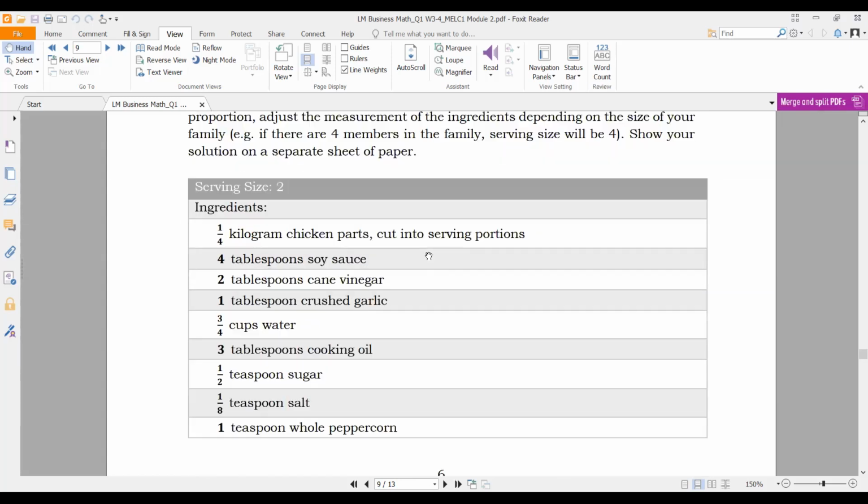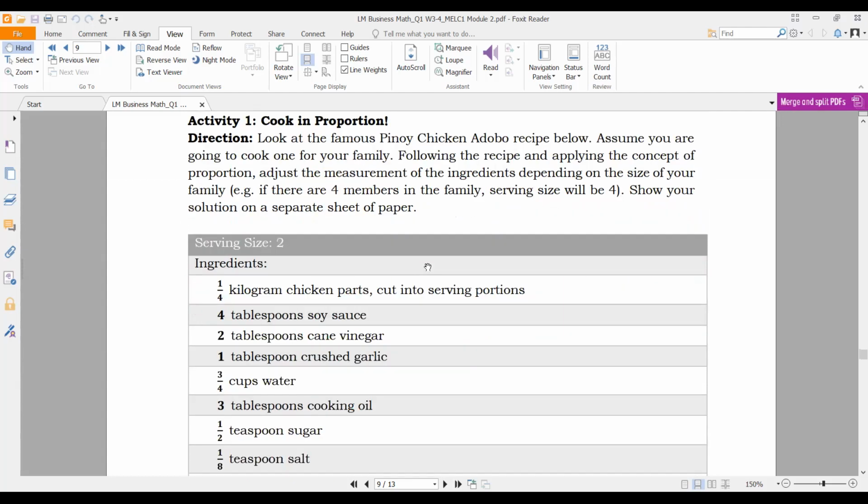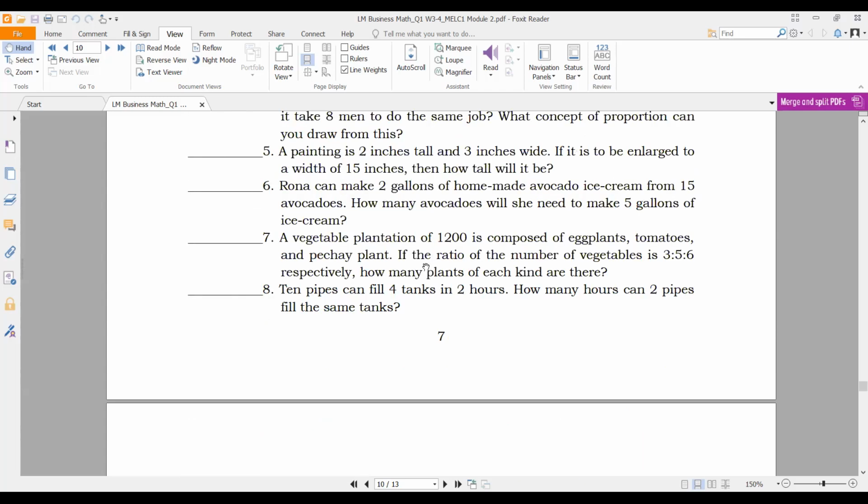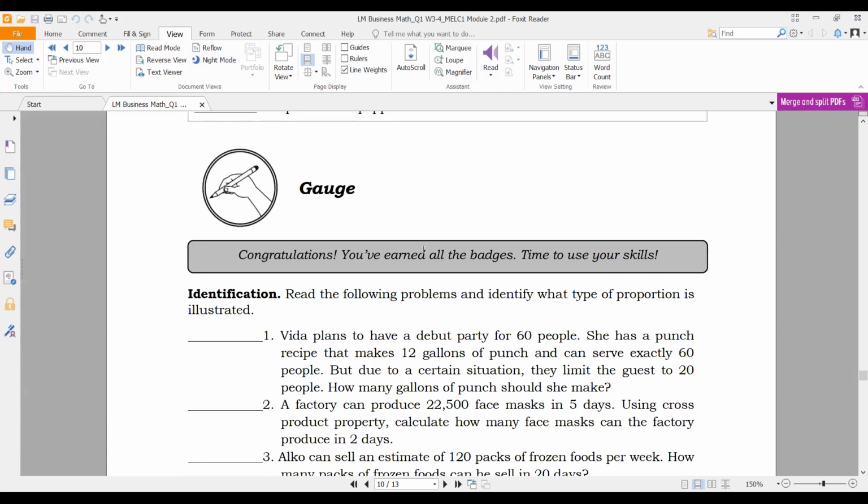Okay po? So that is what we call our deepen. And last one, which is our gauge. This is 1 to 10. Ganun lang po ulit, identify whether it's what type of proportion. So doon po ulit tayo sa tatlo: direct, indirect, at saka po partitative.